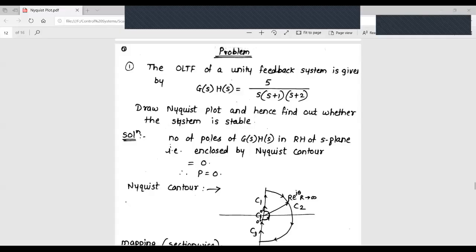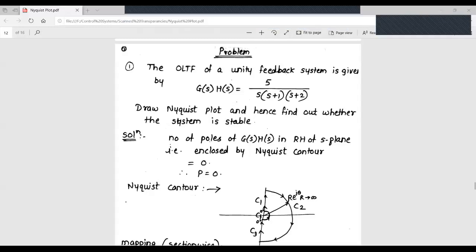Now let us look at the problem at hand. So this is the open loop transfer function given to us. G(s)H(s) is equal to 5 upon s into (s plus 1) into (s plus 2). Now let me give you the intuition of exactly what we are going to do.